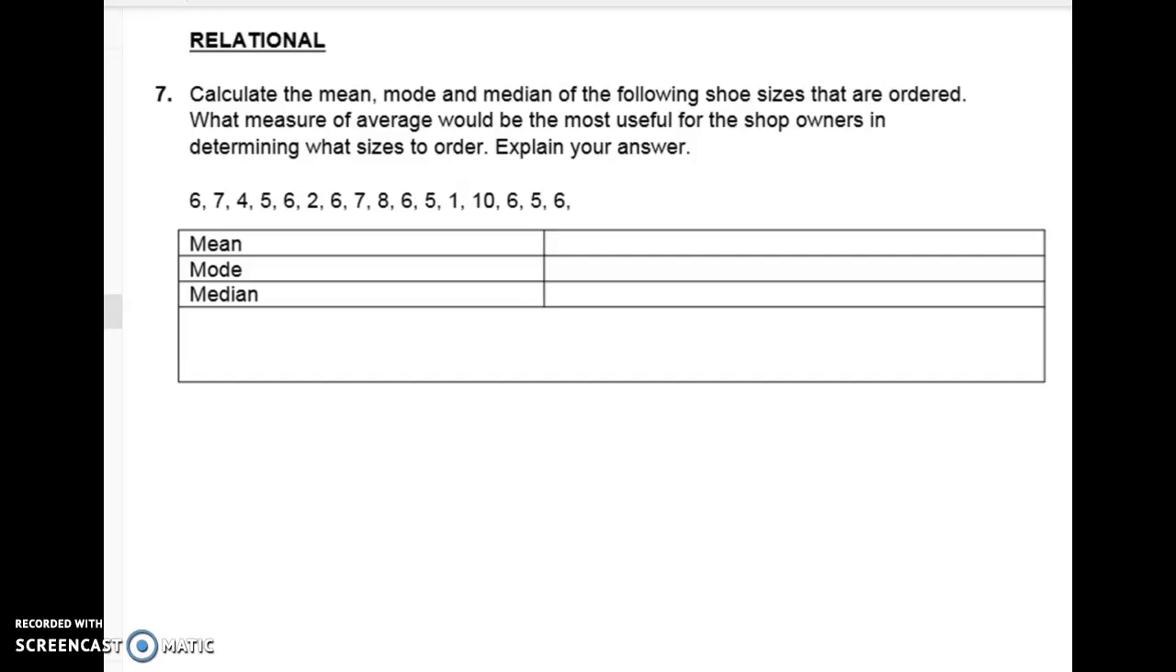Now in question 7, we have to think about the purpose of what we're doing. We are finding the 3 measures of the centre, the mean, median, and mode, and then we have to say which one would be the most useful for the shop owners. So this is data from a shoe shop. So again, I'm going to start by putting it in order. I'll pause while I do that.